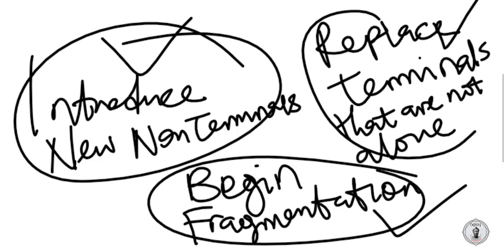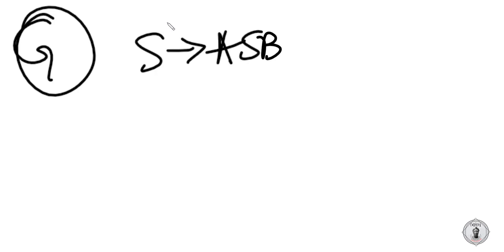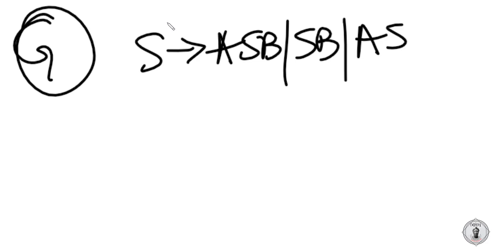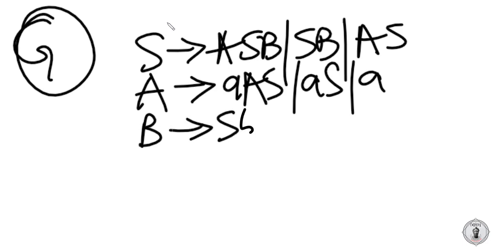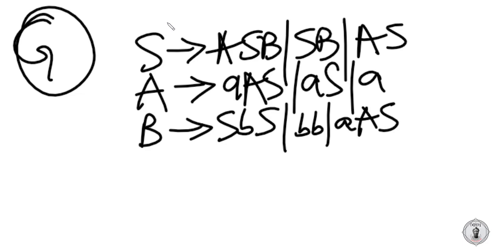So let's quickly go on. For instance, this grammar G has the following: S producing ASB, SB, AS, then A producing AAS, AS, and A, then B produces SBS, BB, AS, AS, and finally A.